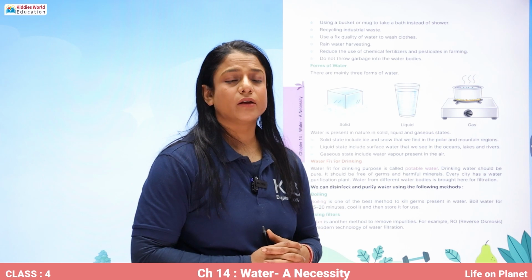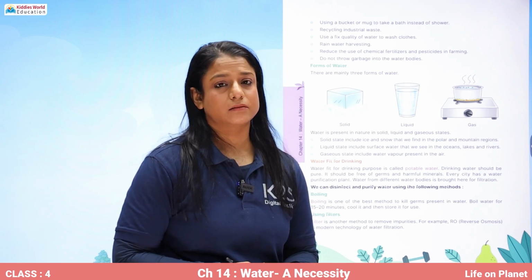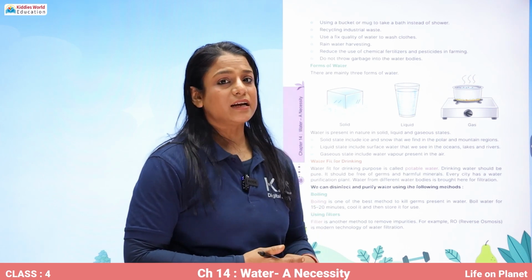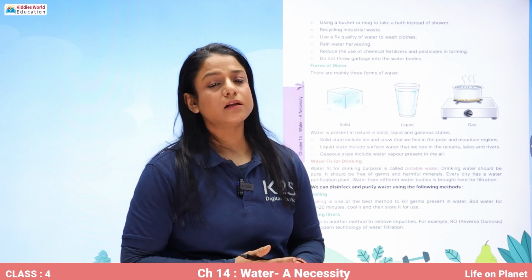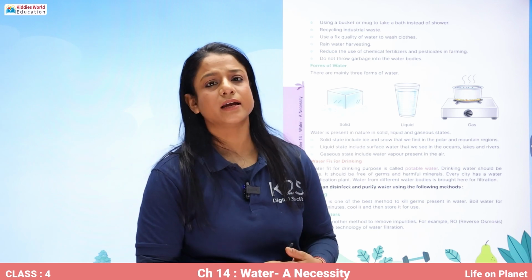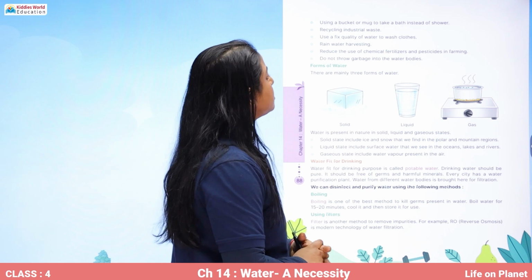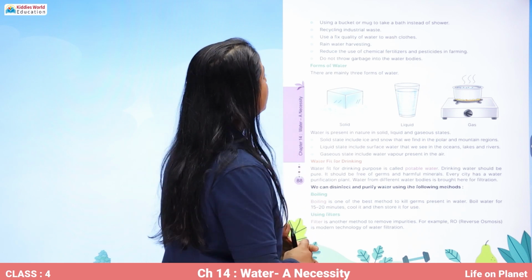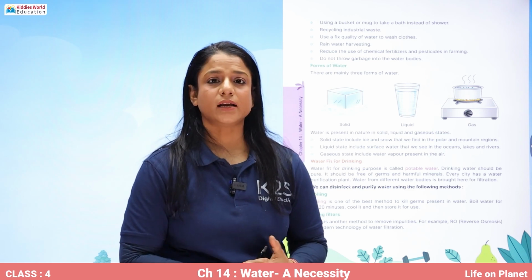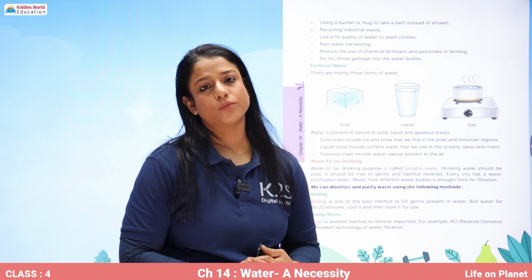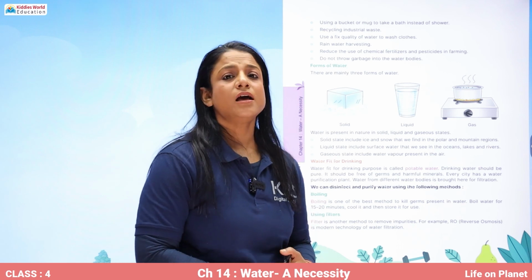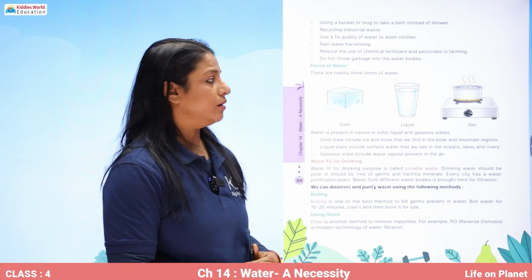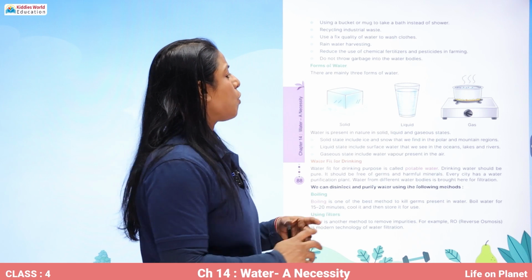Rainwater harvesting: when the rain comes, we should collect the rainwater directly in big vessels, and then we can purify it and use it. Reduce the use of chemical fertilizers and pesticides in farming. Do not throw garbage in water bodies. If we do not throw garbage in water bodies, the water will not be polluted and fresh water will be available.